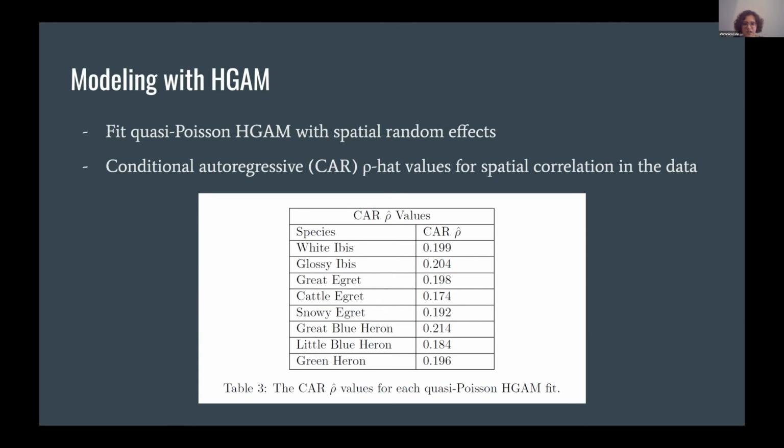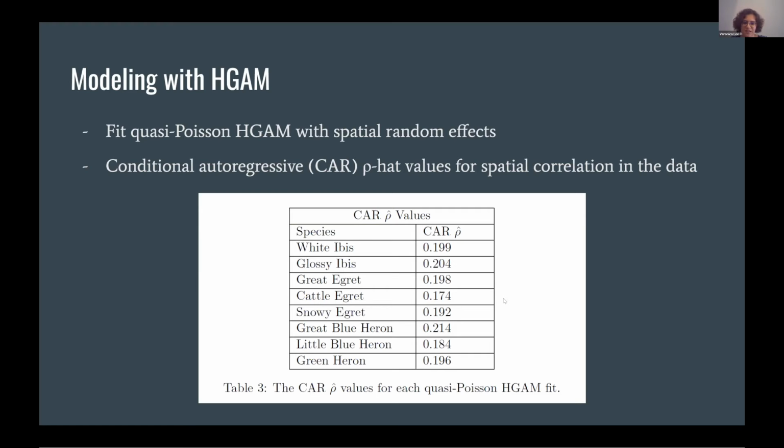Next, we fit a quasi-Poisson HGAM, which is a hierarchical generalized additive model with its spatial random effects. This time, we used conditional autoregressive rho hat values that were able to evaluate the practical level of spatial correlation in the data. Now, as you see here, we only have 8 species instead of the 10 that we originally selected. So what happened was that the HGAMs weren't able to fit for 2 out of the 10 species. And this is because of the extreme complexity in fitting the quasi-Poisson HGAM.